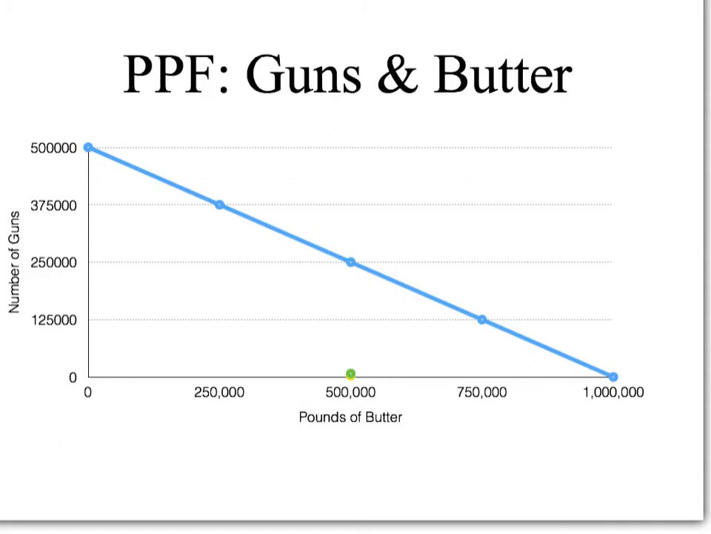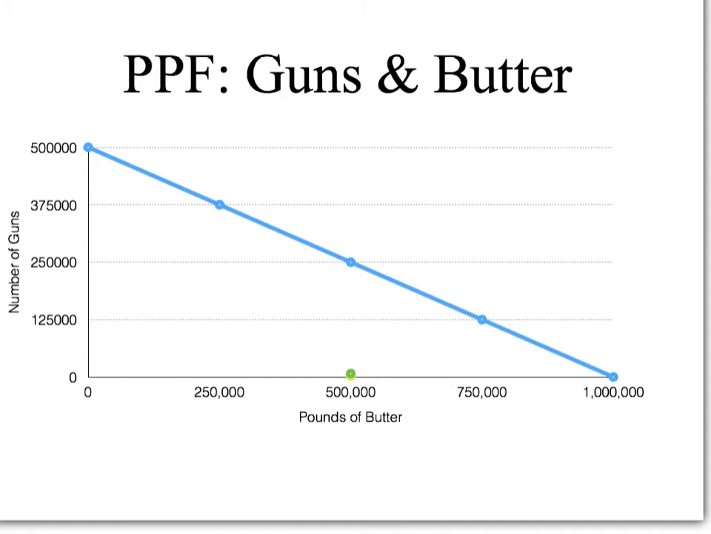So we have point G here. At point G, we are producing 375,000 guns, and this takes 75,000 hours of labor, and we have 500,000 pounds of butter, which takes 50,000 hours of labor. So essentially, this point would require 125,000 hours of labor. Though we would like to be at this point because we get more guns and more butter, it is not possible because we don't have enough labor hours. We only have 100,000 labor hours. So though we would like to be at this point, it is just not possible.